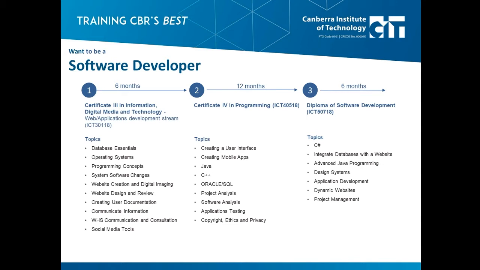If you're going into the Diploma of Software Development, we expect you to have knowledge of multiple languages, including C++ or Java. We expect you to be able to interact with the database. We expect you to be able to correctly analyze projects as well as software requirements. So again, if you are shaky about any of the topics that you see on the screen, it's probably best to go into either the Cert 3 or the Cert 4 before you jump into the diploma.